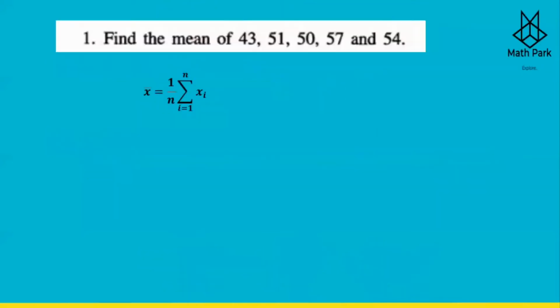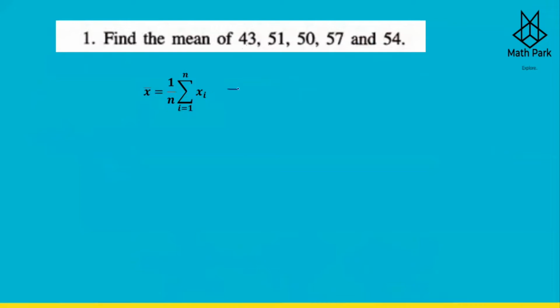So we start with the first question. Find the mean of 43, 51, 50, 57 and 54. The mean is denoted by the symbol x bar, which is equal to 1 upon n sigma i equals 1 to n xi. So xi are these x1, x2, x3, x4, x5. So we have 5 observations.